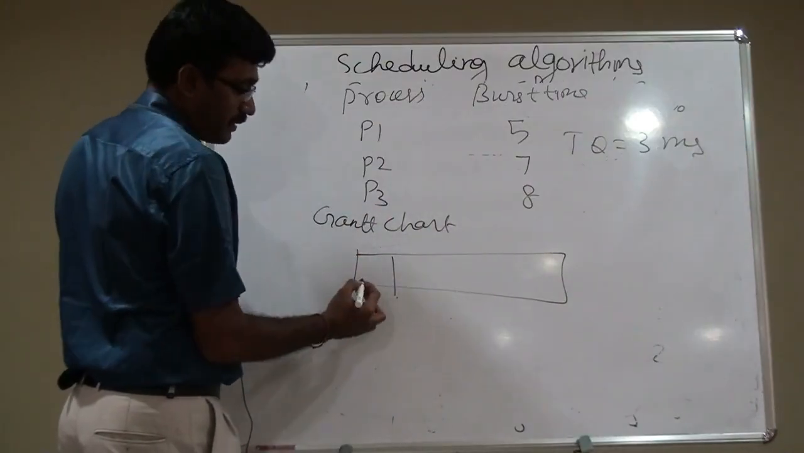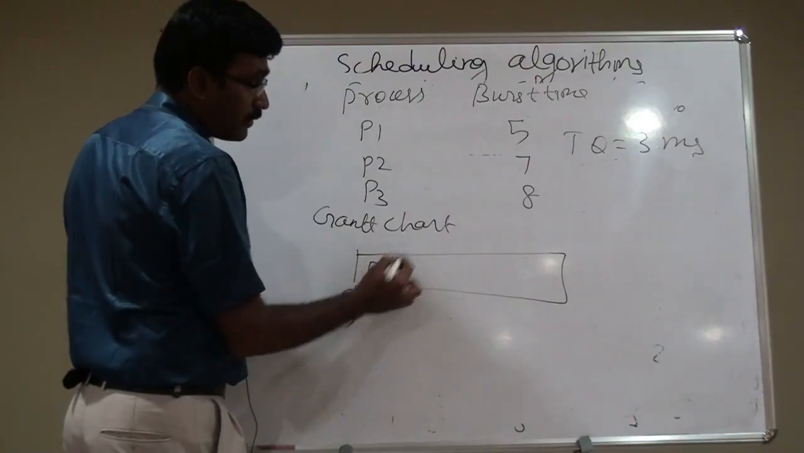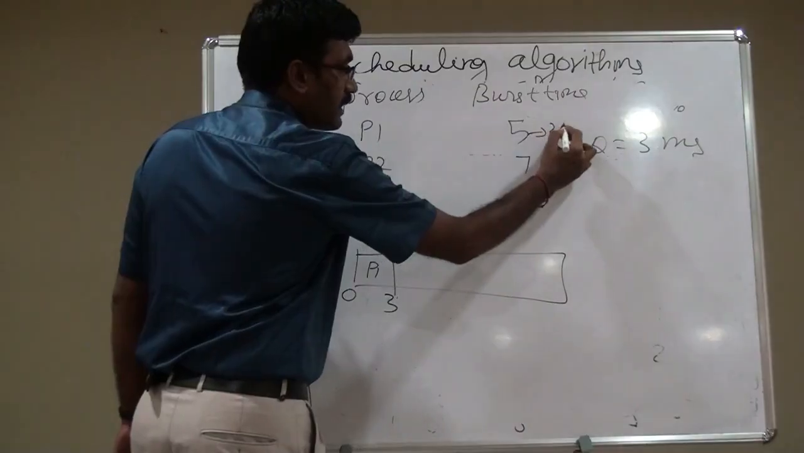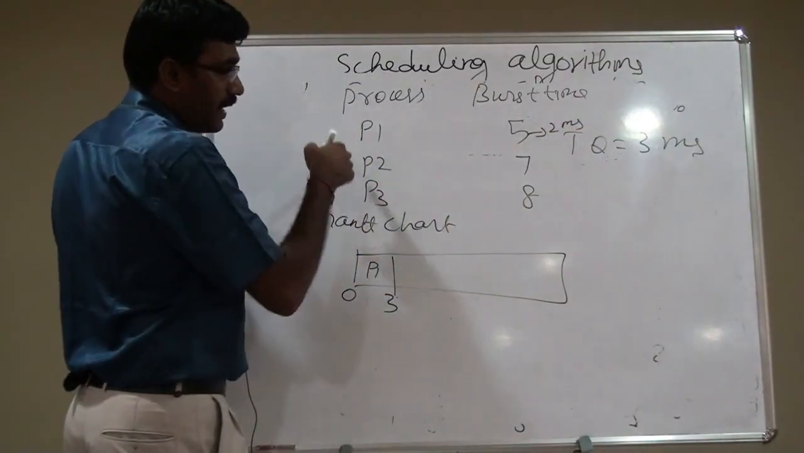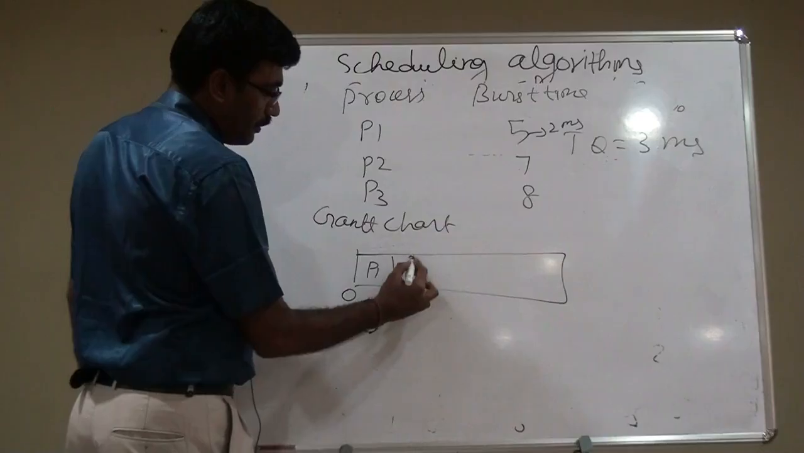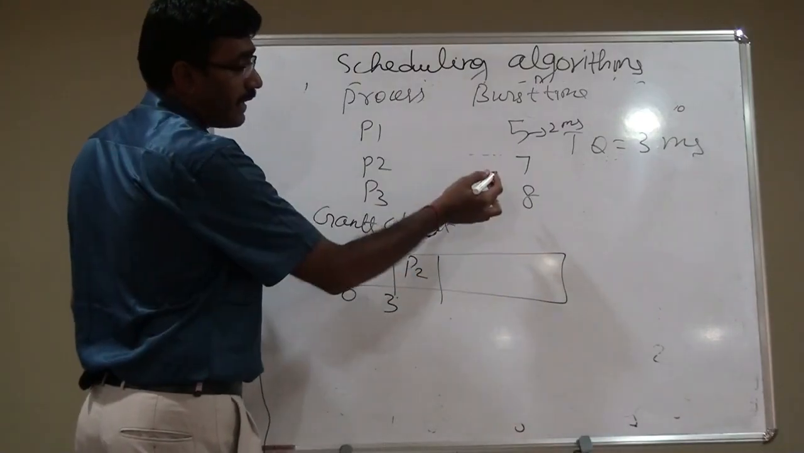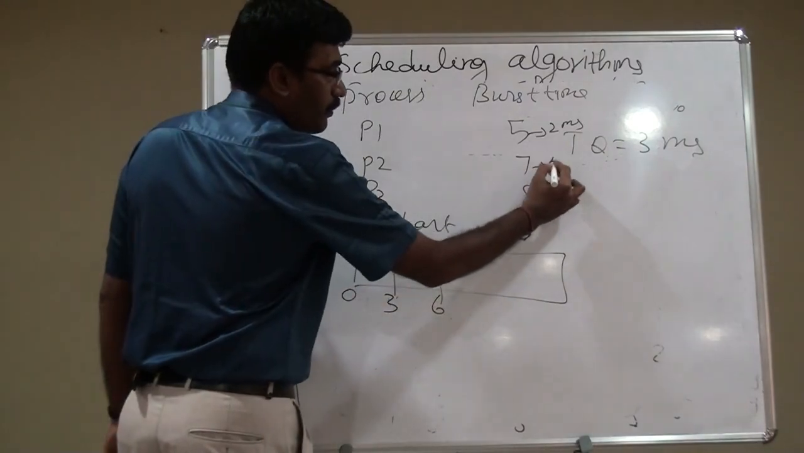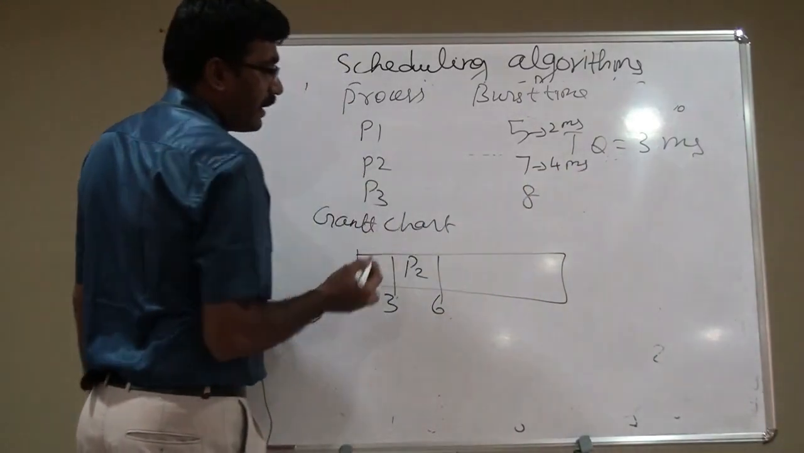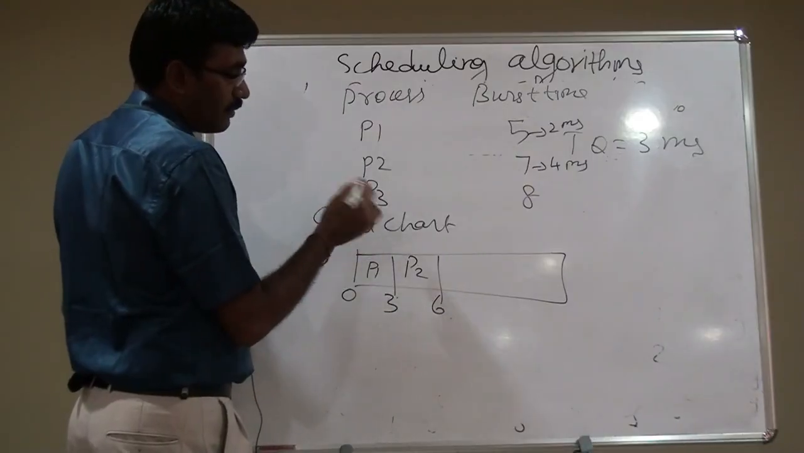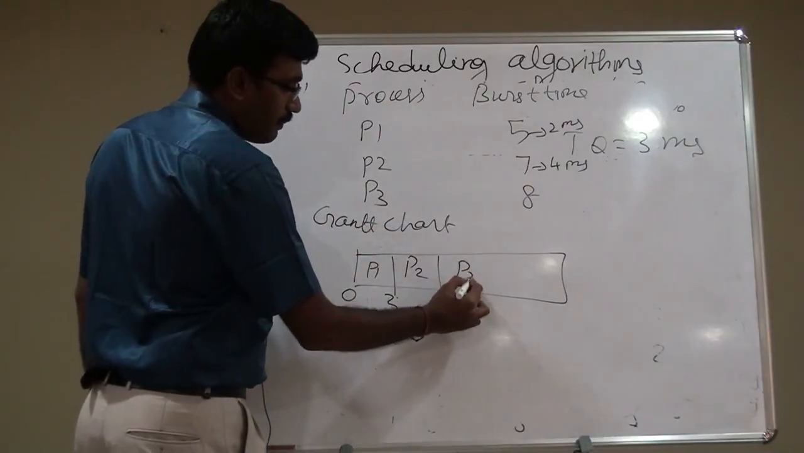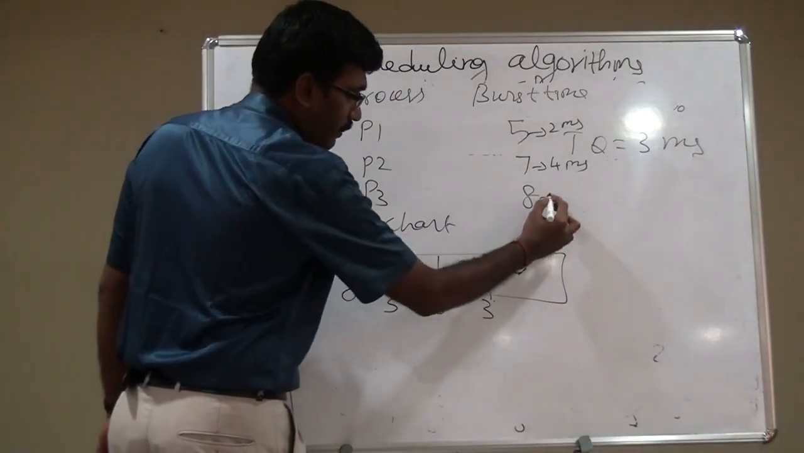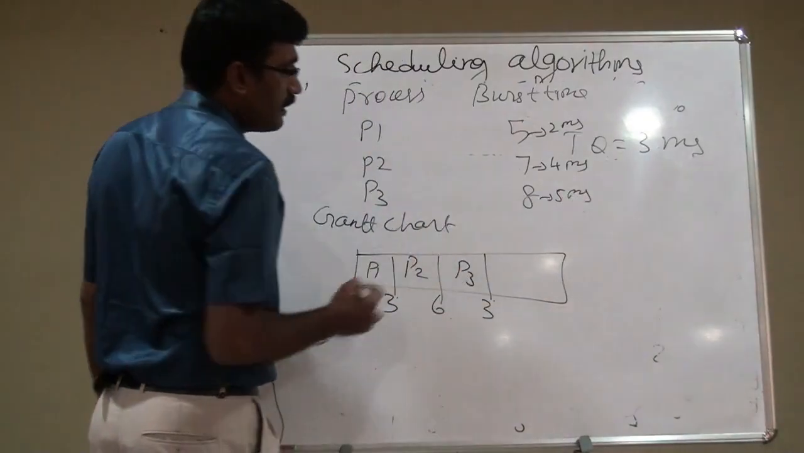The first process is P1, which executes only for 3 milliseconds. The remaining 2 milliseconds are left for P1, which is preempted. Then P2 enters, and the first 3 milliseconds of its burst time are executed, with the remaining 4 left. Then P3 enters, 3 milliseconds are executed, and the remaining 5 milliseconds are left for P3.